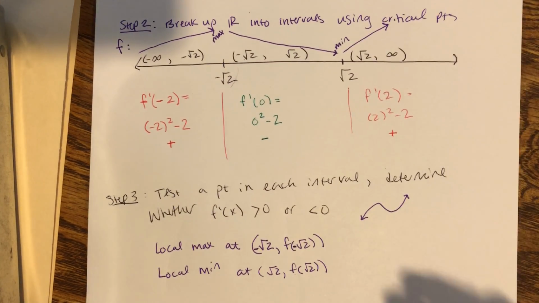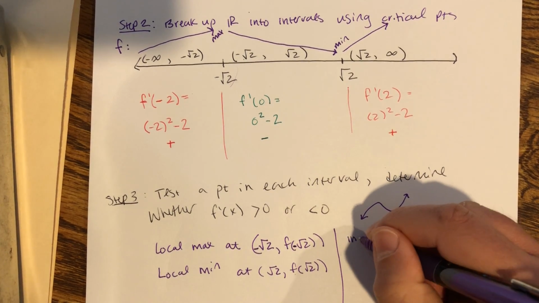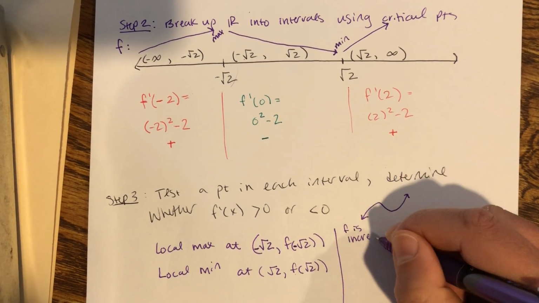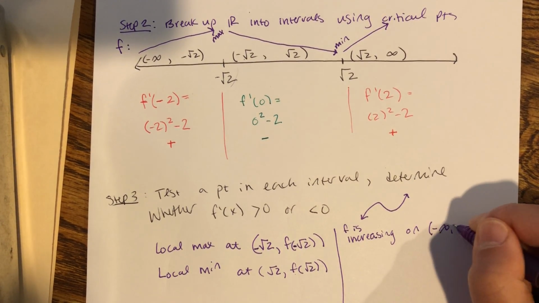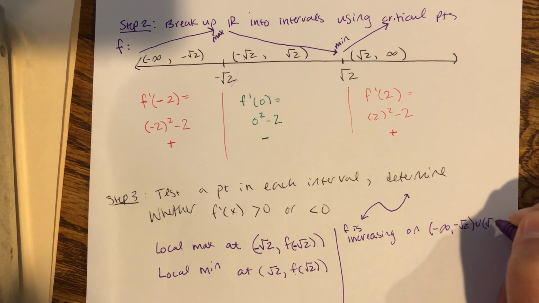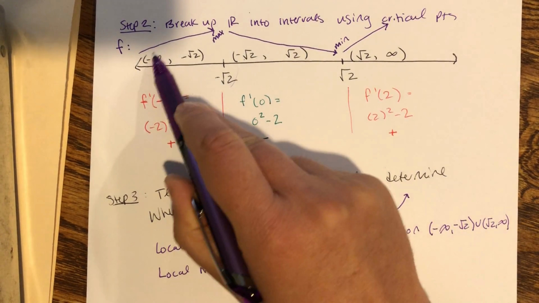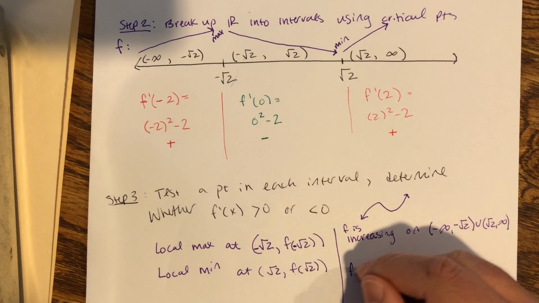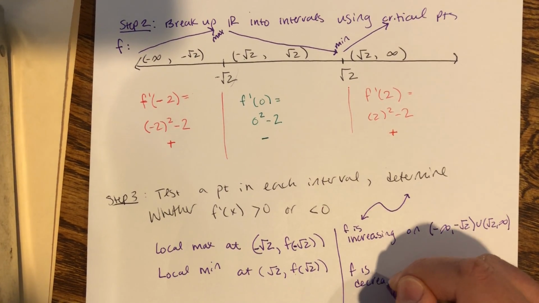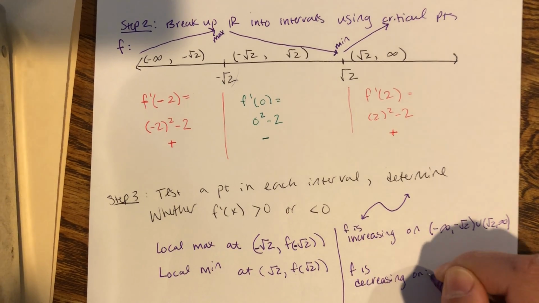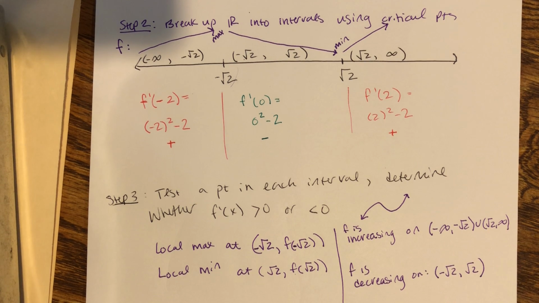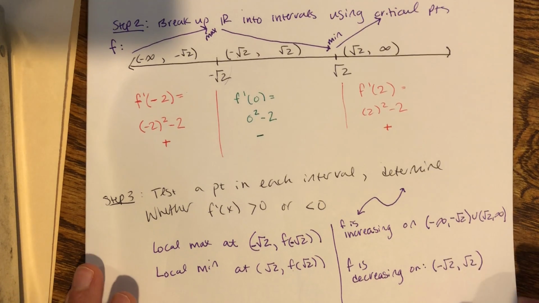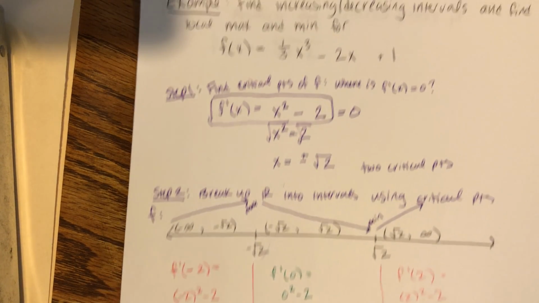Okay, and similarly, we can be more specific and say exactly where this function is increasing. F is increasing on the interval negative infinity to negative square root of 2, union square root of 2 to infinity. In other words, the first and the last intervals. And F is decreasing on the middle interval from negative square root of 2 to positive square root of 2. Okay, so we used both the increasing decreasing test here and the first derivative test to conclude these things. Now we'll do one more example.